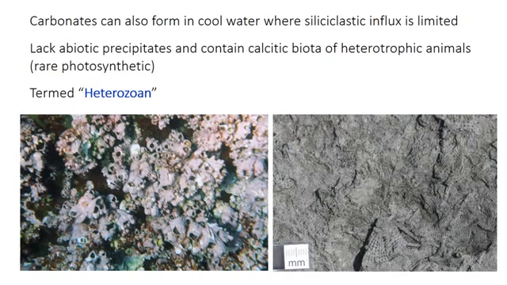In contrast, cool water carbonates lack these abiotic precipitates, so ooids, micrite, and peloids are absent. The photosynthetic and the symbiotic organisms are also absent, or at least very rare, and allochems are instead dominated by calcitic shell fragments from heterotrophic animals. So heterotrophic means that they derive nutrients from eating other plants or animals, and most of them are filter feeders. They filter out plankton from the water. So because heterotrophs dominate and photosynthetic organisms are rare, these cool water carbonates are called heterozoan carbonates.